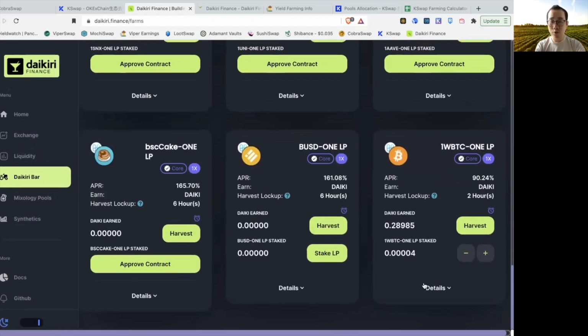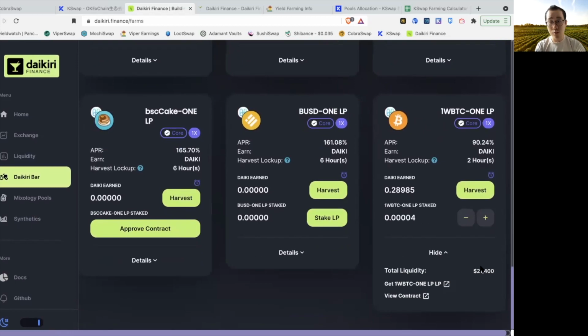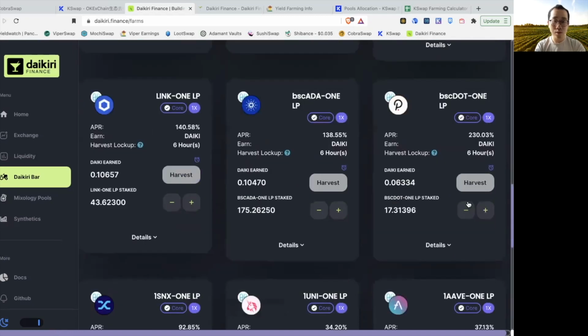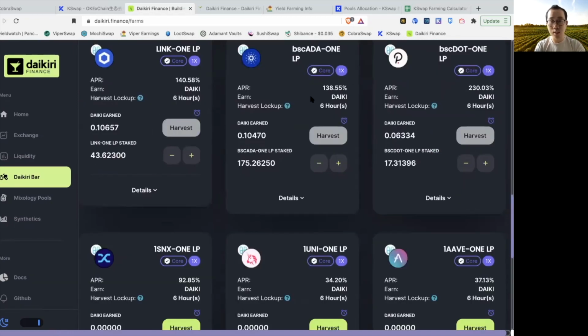However, one weakness, of course, is that liquidity is very low, which means that, let's say, if a whale comes in and deposits $1 million in this pool, this APR is going to nosedive because there simply aren't enough emissions to sustain these high APRs for a larger amount of total value locked.